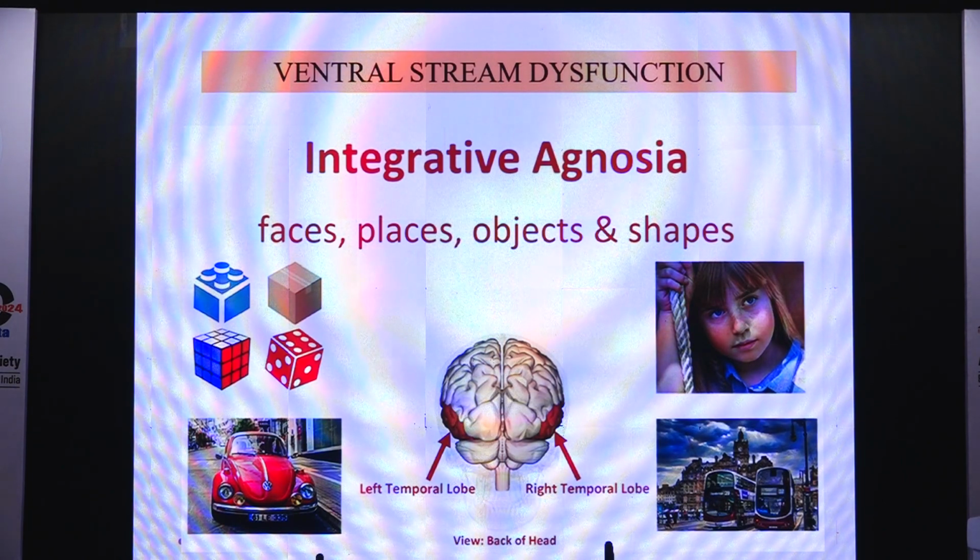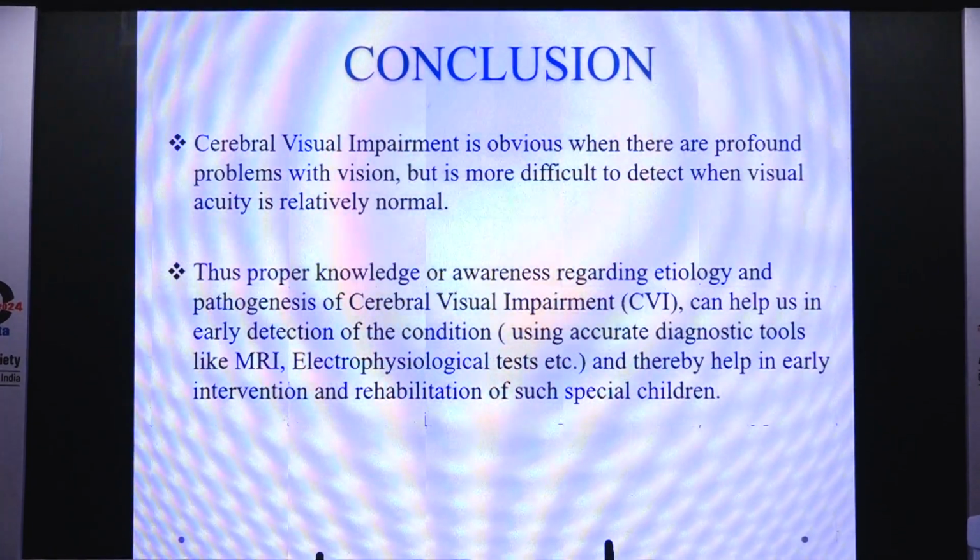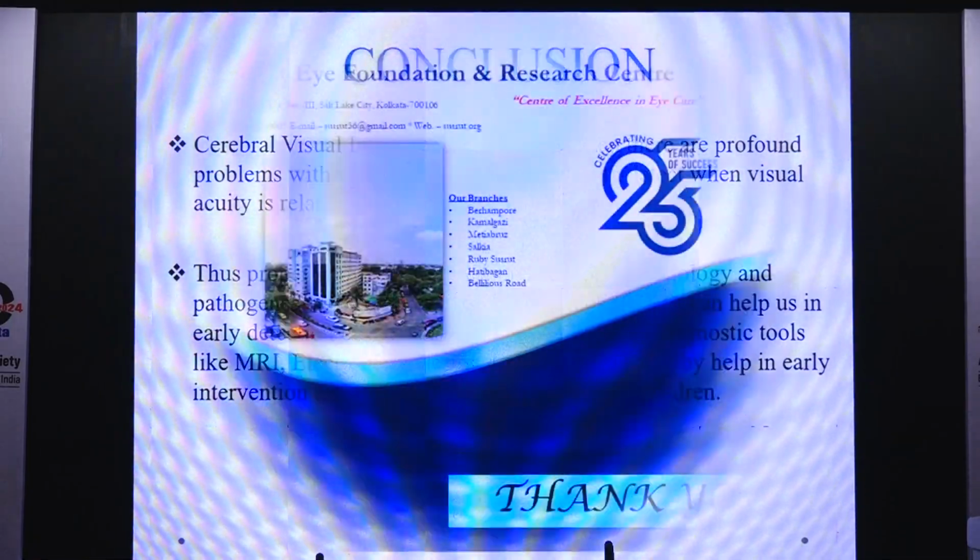And as the ventral stream dysfunction is more related with memory, so it results in integrative agnosia of faces, places, objects, and shapes. Thus, to conclude, we can say that cerebral visual impairment is obvious when there is a profound problem in vision, but is more difficult to detect when visual acuity is relatively normal. Thus, proper knowledge or awareness regarding etiology and pathogenesis of cerebral visual impairment can help us in early detection of the condition using accurate diagnostic tools like MRI, electrophysiological test, etc., and thereby help in early intervention and rehabilitation of such special children. Thank you.